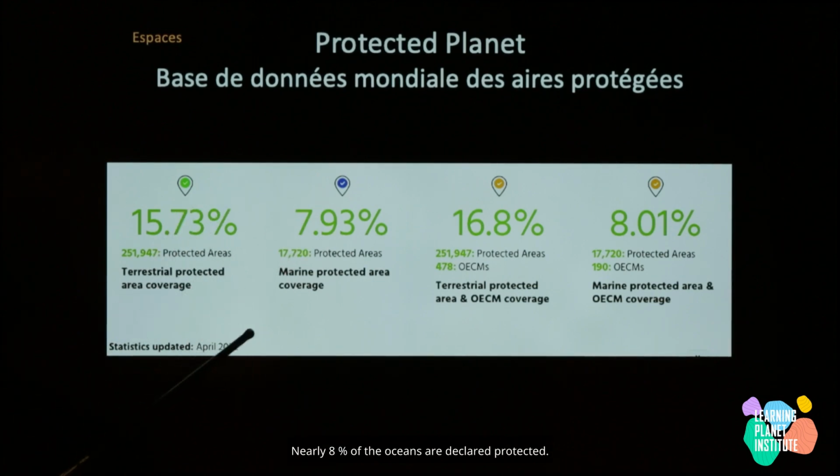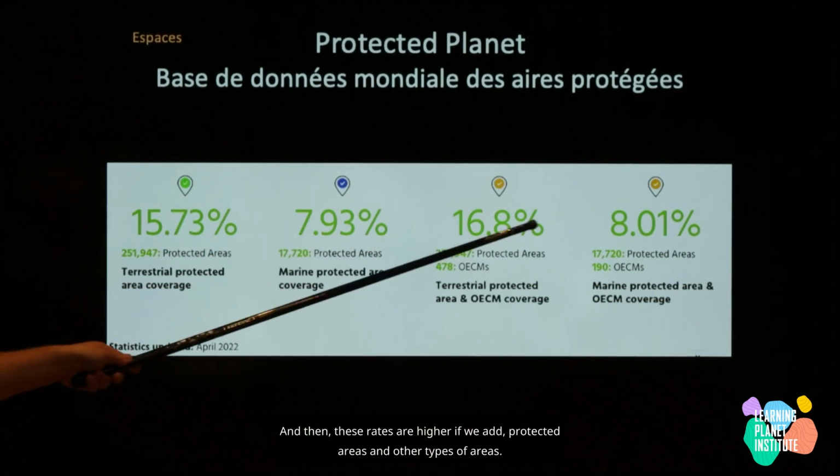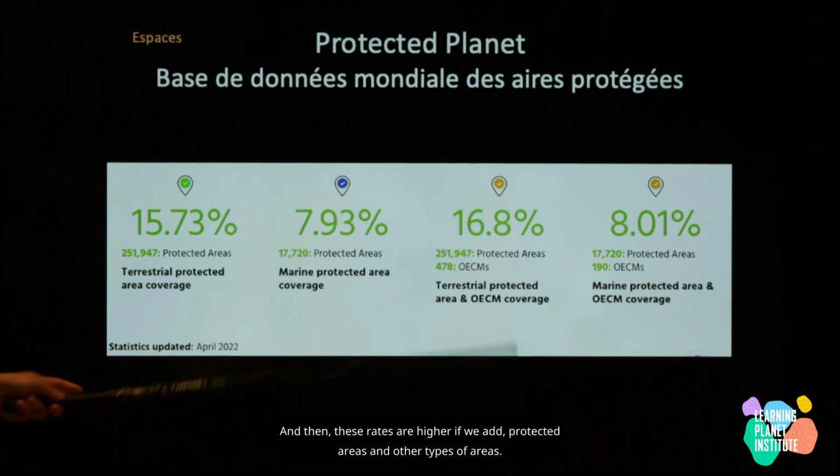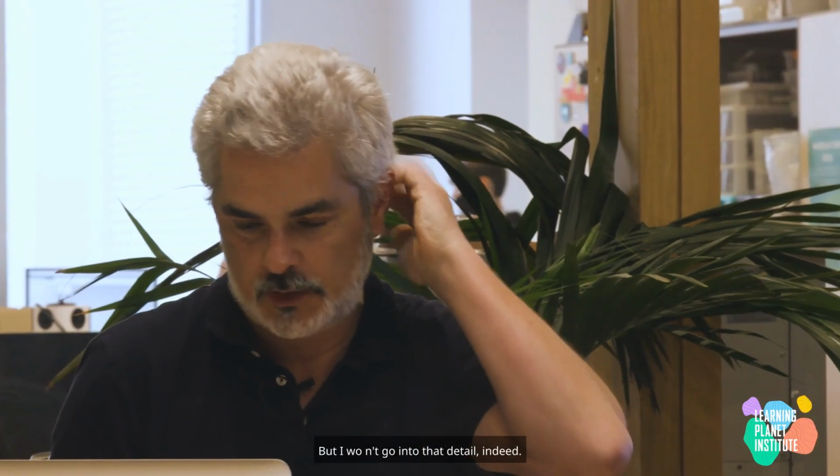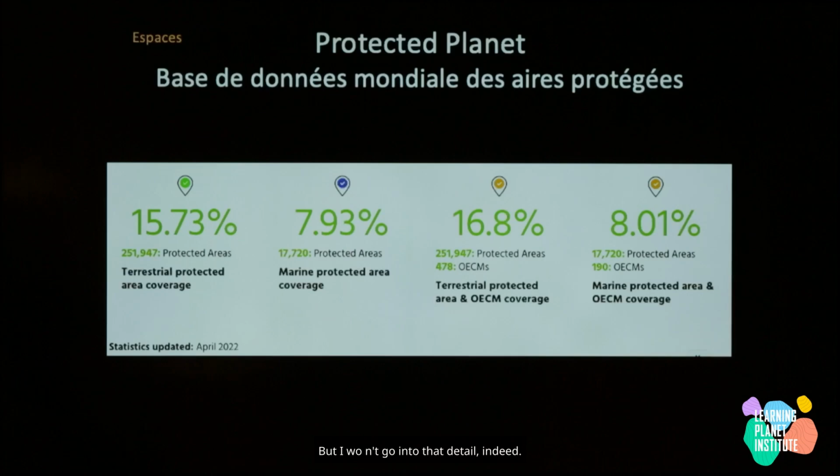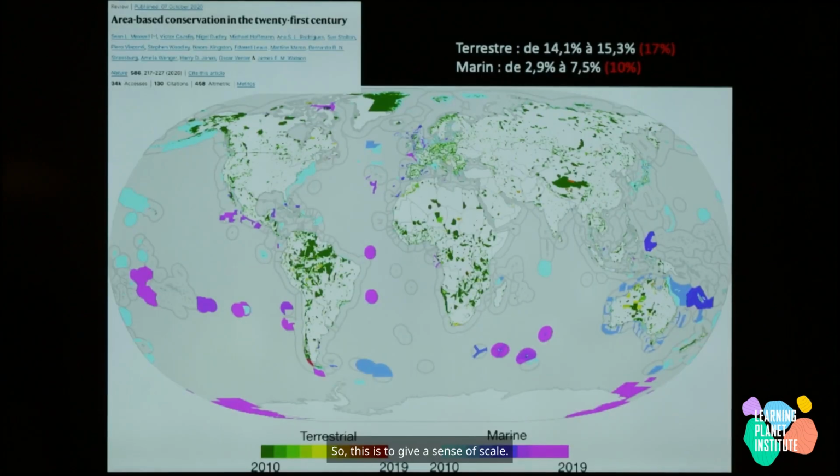Nearly 8% of the oceans are declared protected. And then these rates are higher if we add protected areas and other types of areas, but I won't go into that detail. So this is to give a sense of scale.